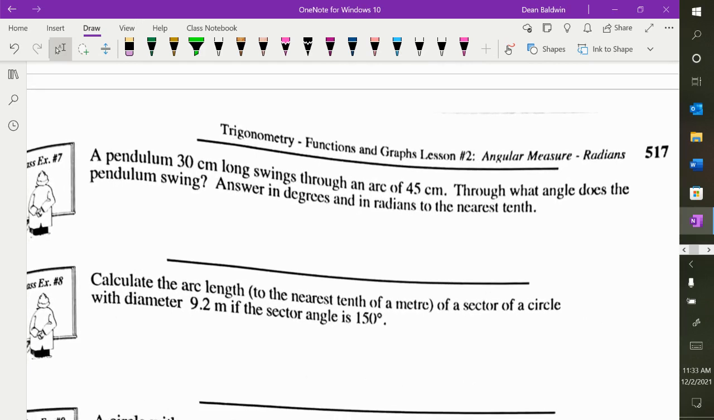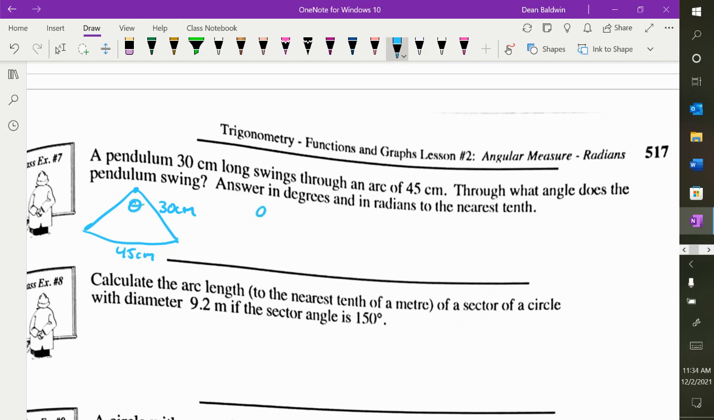We're not getting into crazy stuff in physics. Very simple. We have a pendulum. Does everybody know what a pendulum is? It's a thing swinging. 30 centimeters long, swings through an arc of 45 centimeters. Through what angle does the pendulum swing? So I always draw pictures because I just like to show off my artistic ability. We have a pendulum that is 30 centimeters long. So this is 30 centimeters. Swings through an arc length of 45. That's 45. What is the angle?